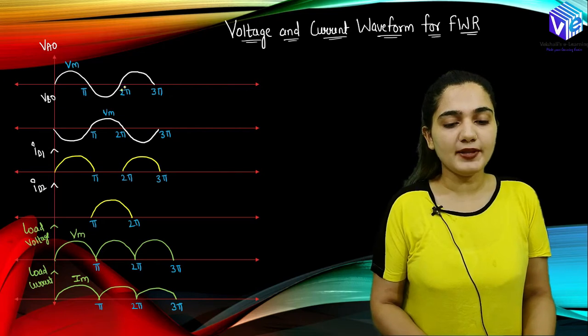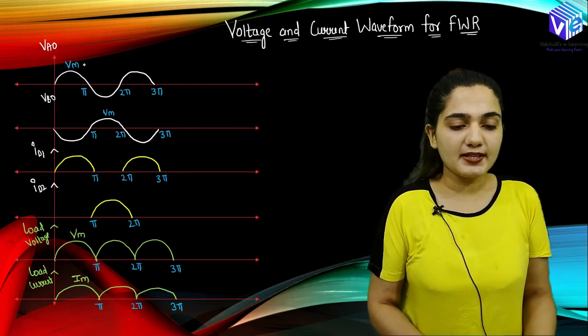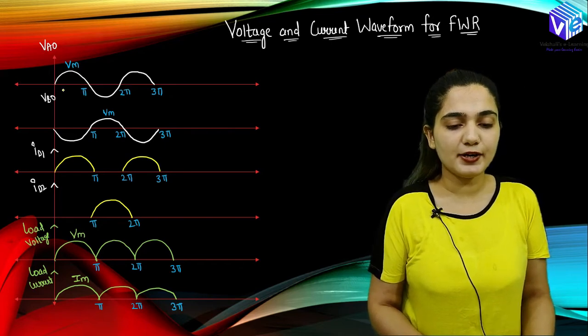So this is the waveform that we have, right? So this is the waveform that we have supplied, which is having the maxima Vm and it is having the duration 2 pi, right?